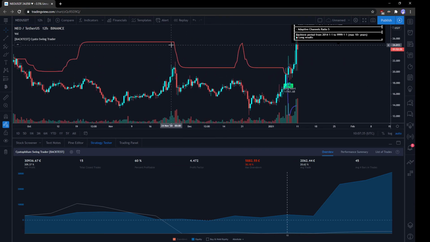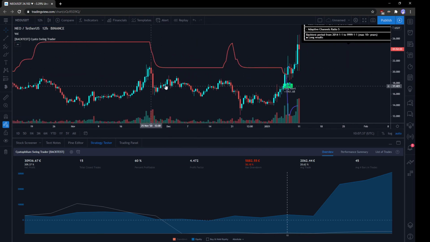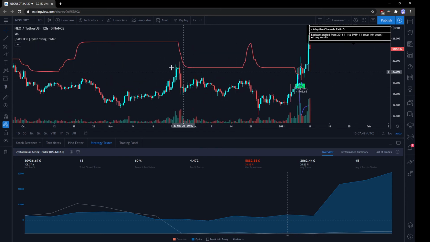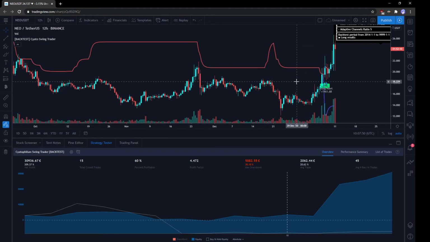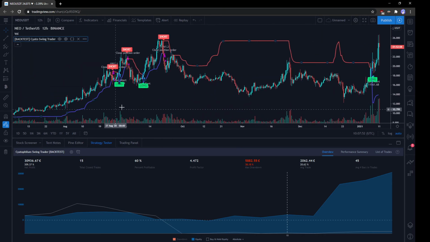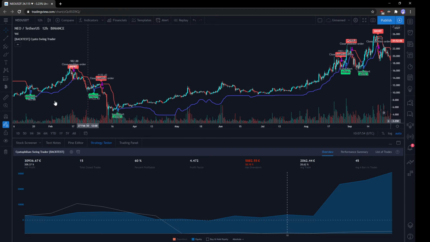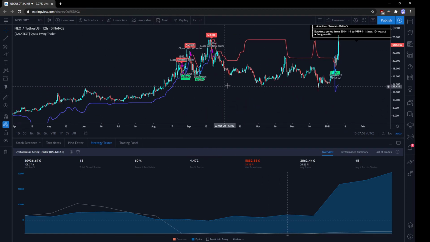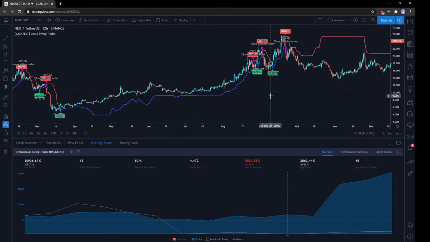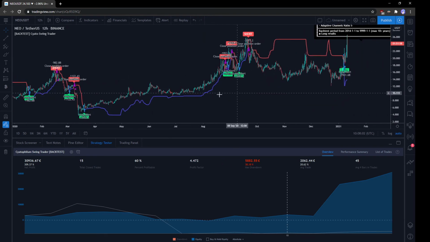Yeah. And when the price starts moving, the band will shrink in width, and we get a signal when the price crosses the band. So this is what we got on the 12 hour.